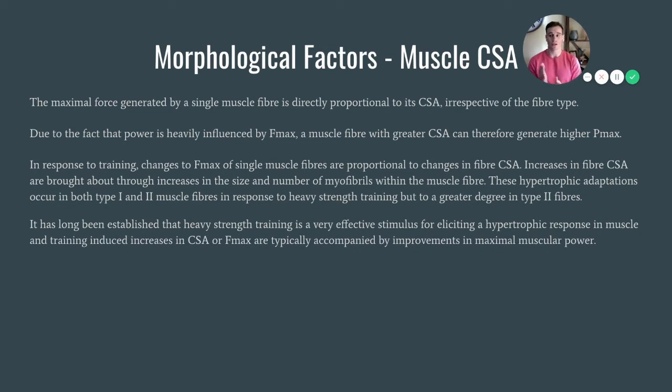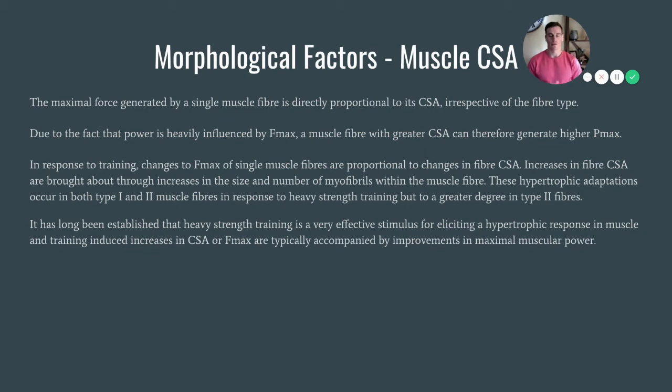Okay. In response to training, changes in the max force of single muscle fibers are proportional to changes in fiber cross-sectional area. All right, increases in fiber cross-sectional area are brought about through increases in the size and number of myofibrils within the muscle fiber. Okay, these hypertrophic adaptations occur in both types of muscle fiber in response to heavy training. All right, but as I'm sure you know, this affects type 2 muscle fibers to a greater degree.